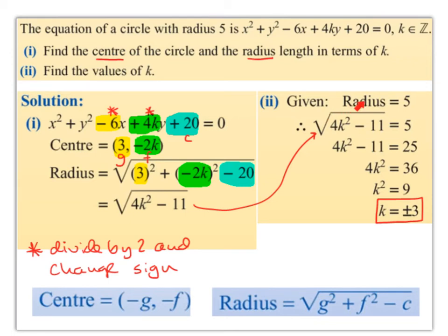So the root comes over and becomes squared. So 5 squared is 25. So 4k squared minus 11 equals 25. The minus 11 comes over, becomes plus 11. 25 plus 11 is 36. We divide both sides by 4. 36 divided by 4 is 9. So if k squared equals 9, so k is equal to the square root of 9, which is plus or minus 3. So the two possible values of k are plus or minus 3.